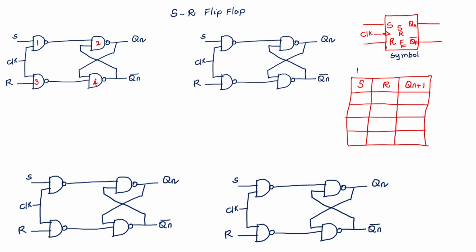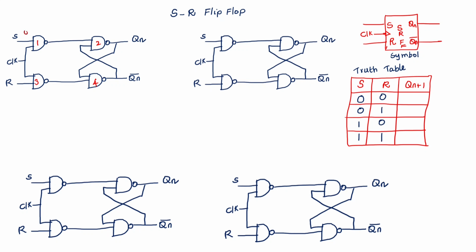Next, I am going to explain the truth table of the SR flip-flop. How to form the truth table? First put S, then R, then Qn plus 1. What is Qn plus 1? Qn plus 1 is the next state of the flip-flop. How to fill the values? First put 0 and 0, then two ones. Or first put 0, next 1, 0 and 1.